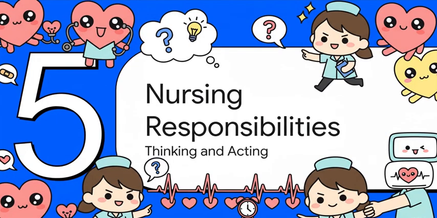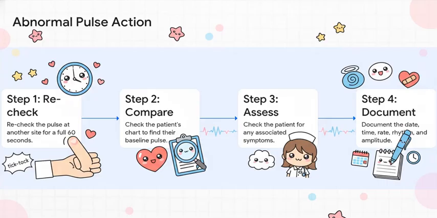Finding something abnormal is only half the battle. Knowing what to do about it, that's what makes you a great nurse. Let's talk about your responsibilities. So, if you find an abnormal pulse, what do you do? First, always recheck it, preferably at the apical site for a full minute. Next, check the patient's chart. What's their normal baseline? Then look at your patient.